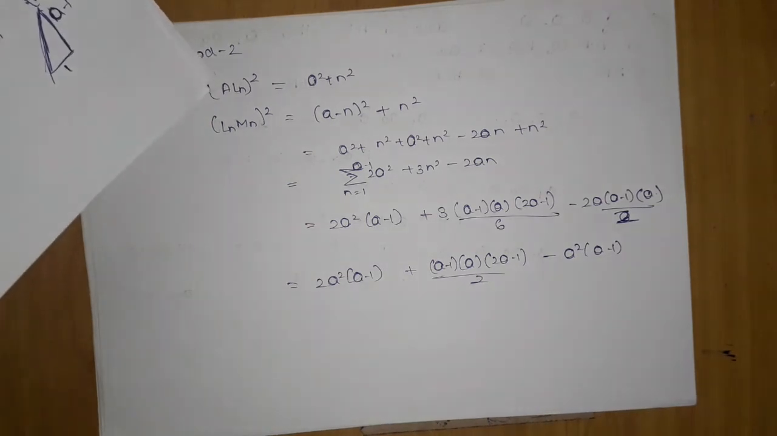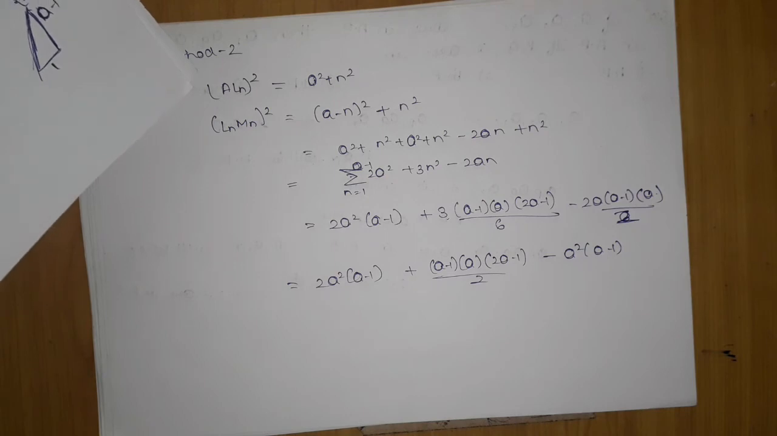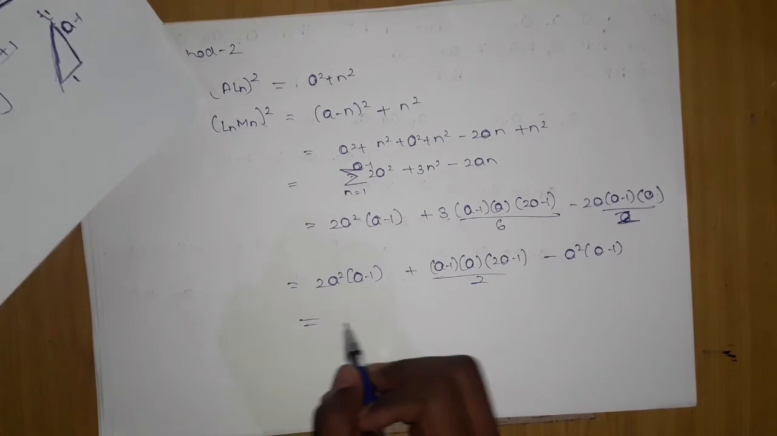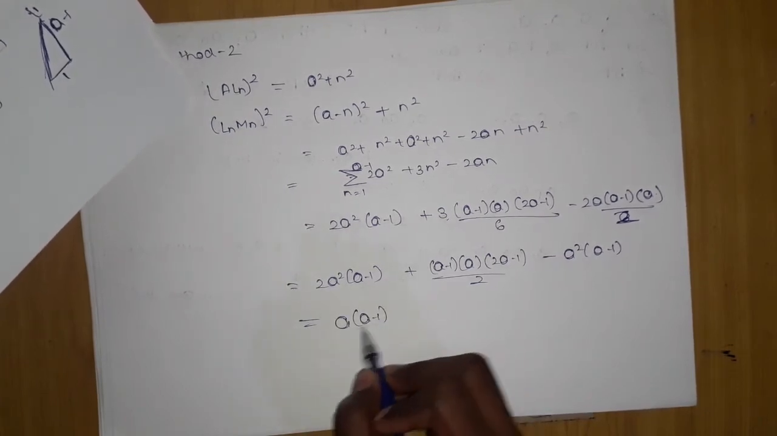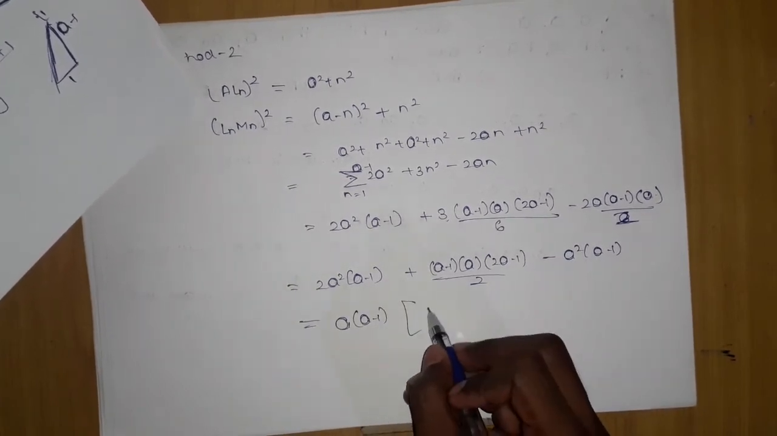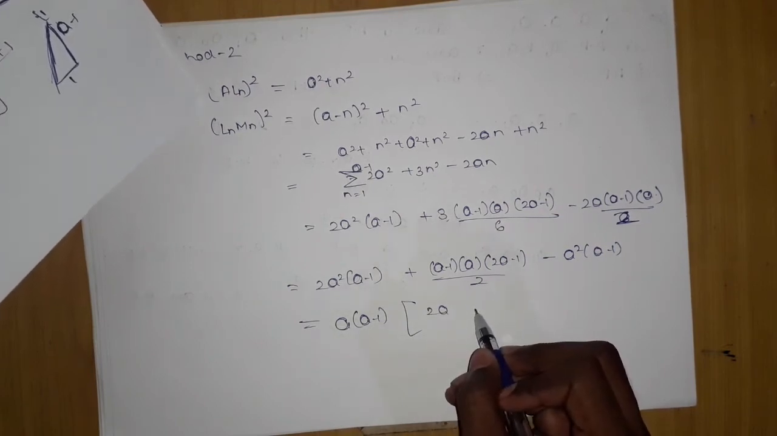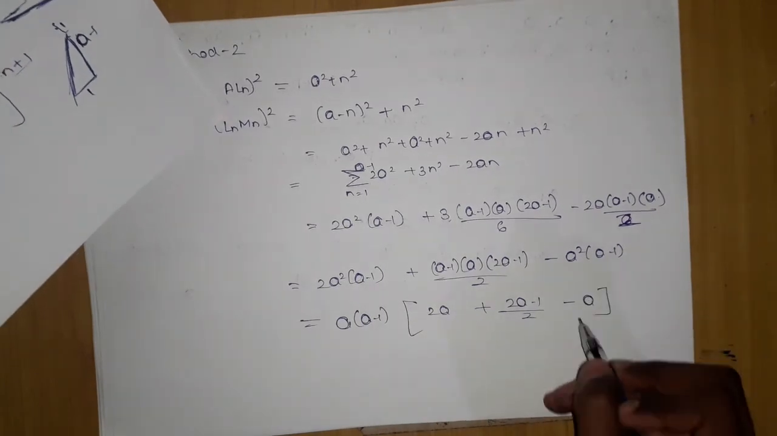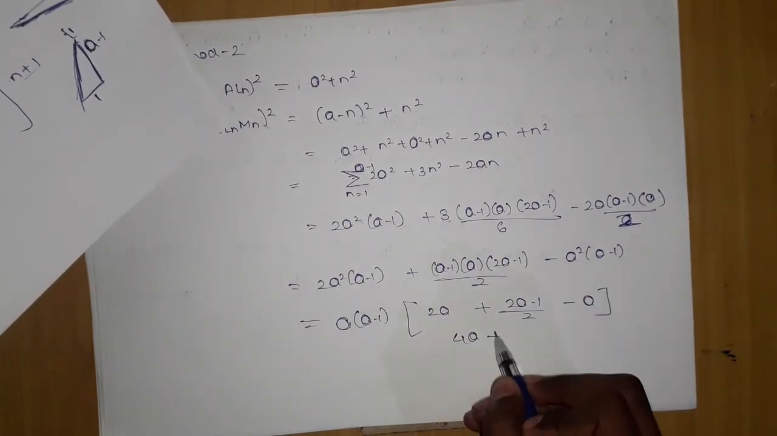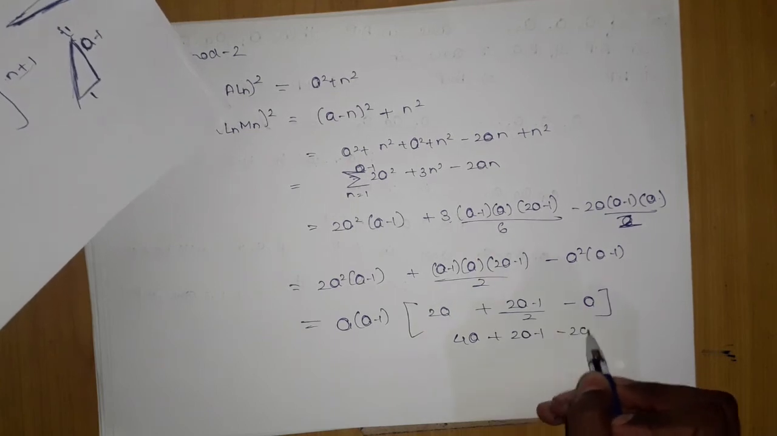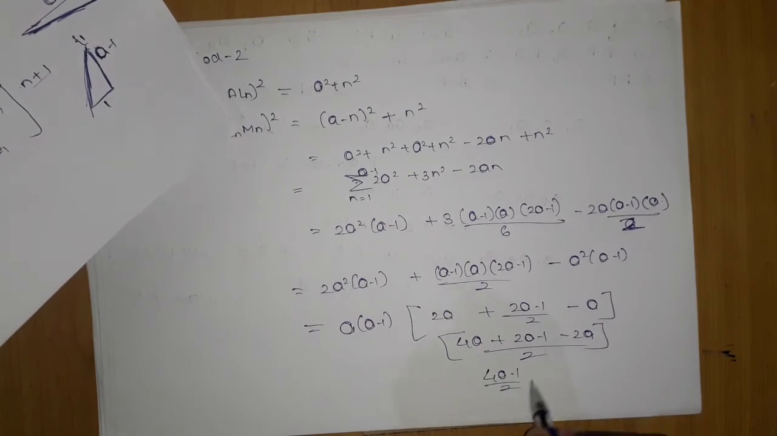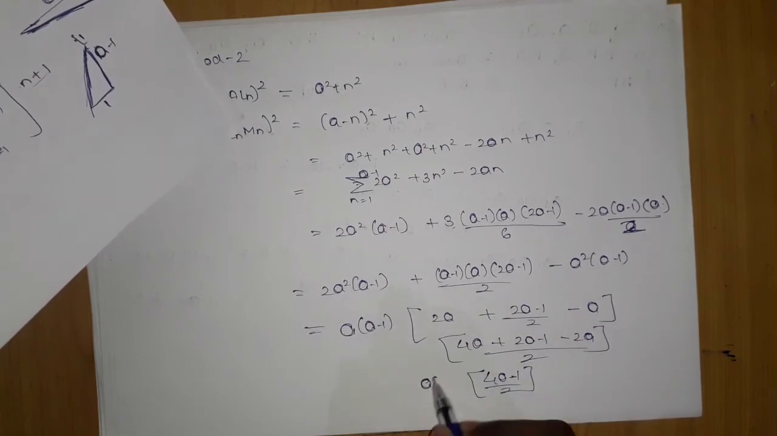This is what? 2an is giving me this a minus 1 into a, and 2a square into this. If I take a into a minus 1 common, what I am left with? 2a plus 2a minus 1 upon 2 minus a. If I take this, 4a plus 2a minus 1 minus 2a upon 2, which will give me 4a minus 1 upon 2, into a into a minus 1.